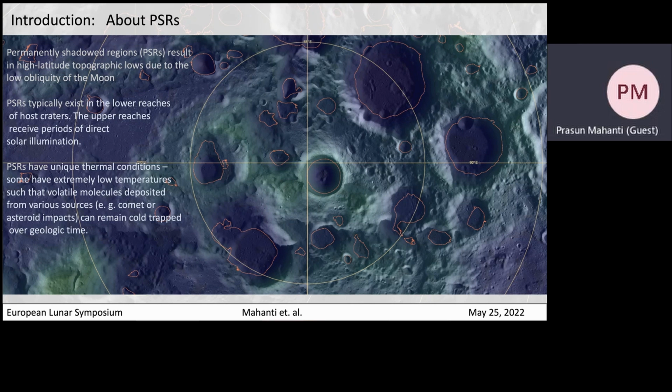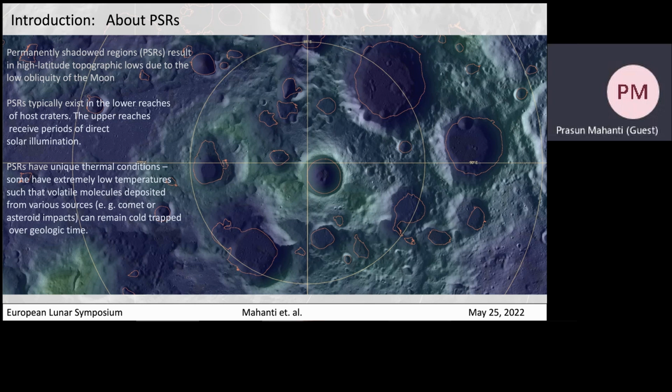While the PSRs exist at the lower reaches, the upper reaches, that is the walls of the crater, the top part of the walls, get periods of direct illumination. Some of the illumination bounces back and forth into the PSR, but no direct sunlight ever reaches the PSR, due to which the PSRs have really low temperatures and unique thermal conditions. Some of them have extremely low temperatures, such that volatile molecules deposited from various sources over time, for example comets or asteroid impacts, can remain cold trapped over geologic time.